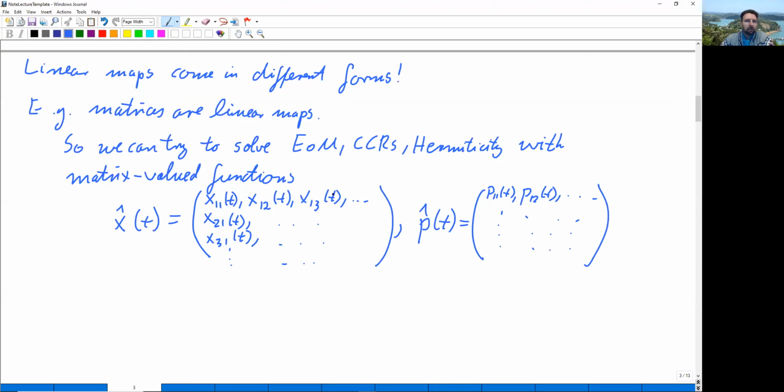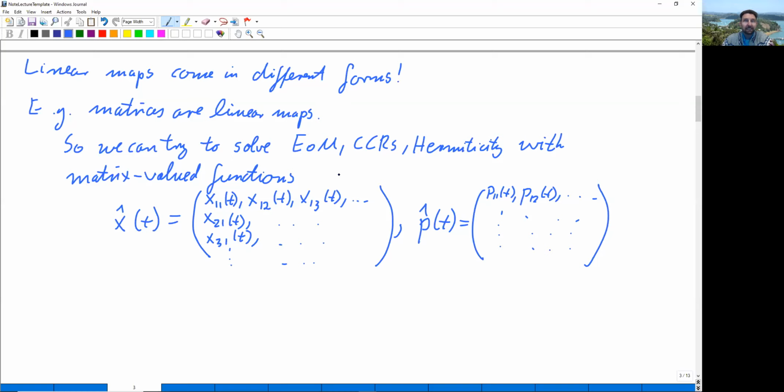x13 of t is an ordinary number-valued function that we have to determine. And then the whole thing is a time-dependent matrix of the usual kind. So x hat of t is a time-dependent matrix, p hat of t is a time-dependent matrix. And our job then is to find those coefficient functions for the x hat of t and for p hat of t, such that the commutator between x hat of t and p hat of t is i h bar times the identity matrix.